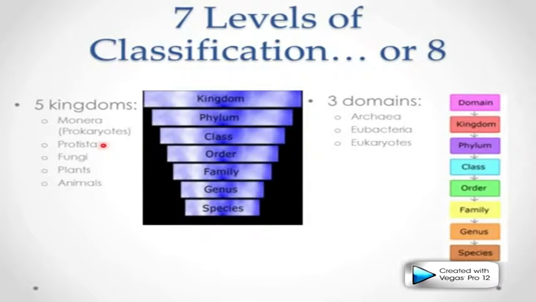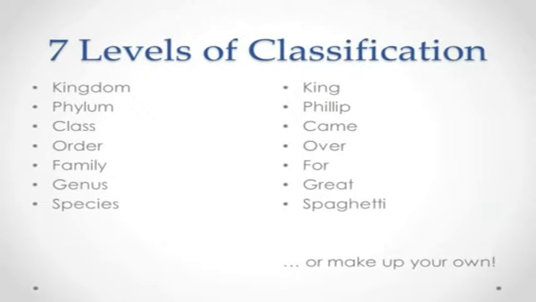So all 4 of these kingdoms fall under the eukaryotes. So we're going to focus more on this 7-level system, but it is important to know that those 3 domains can come above the kingdom level. So again, the 7 levels of classification that we're going to focus on: kingdom, phylum, class, order, family, genus, species. It's important to be able to remember those in order.